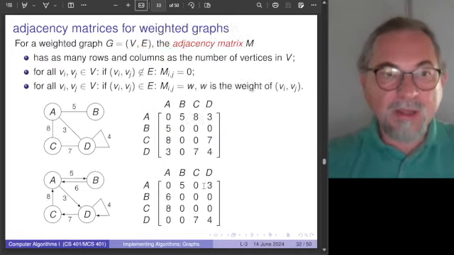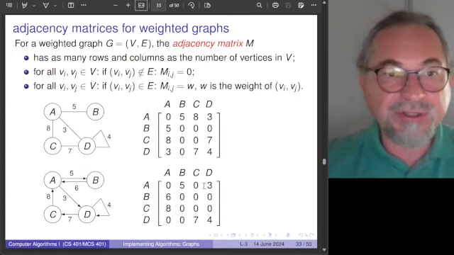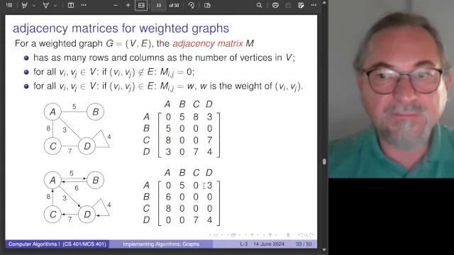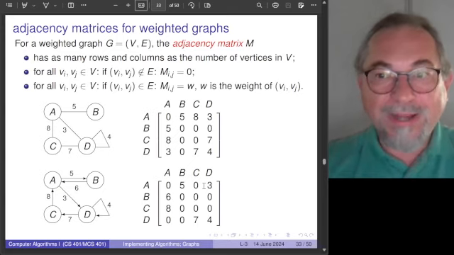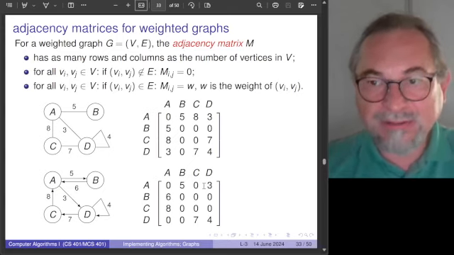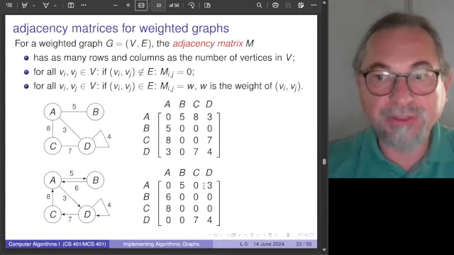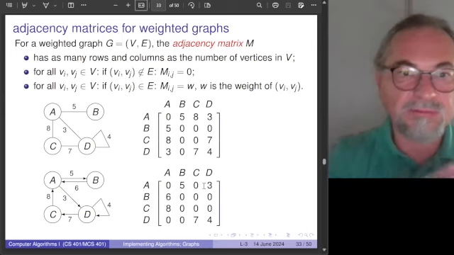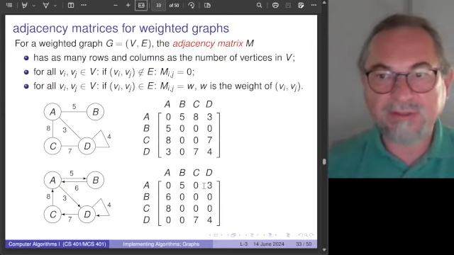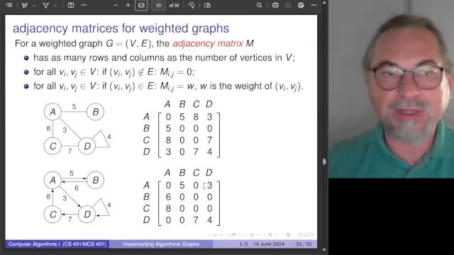Okay. We had matrices of 0 and 1s for unweighted graphs. For weighted graphs, the 1s are going to be replaced by the weights. So we still have a 0 if there is no edge. If there is an edge, then we put the weight on the corresponding entry.